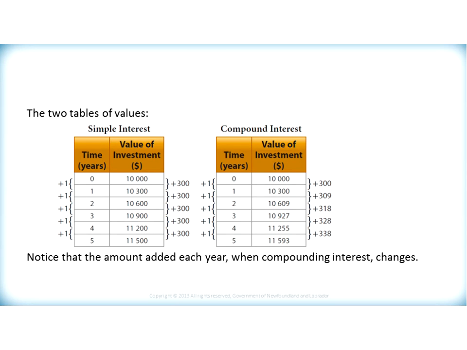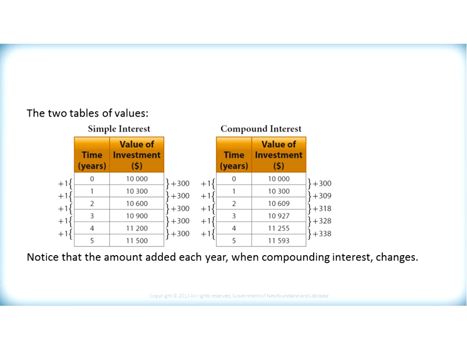So here we have our two tables of values. In the simple interest, we see at time 0, the first year, when we initially invest the money, we have $10,000 in the bank account. After 1 year, $300 has been added to the bank account, so we're up to $10,300. After 2 years, another $300 is added, so we're up to $10,600.